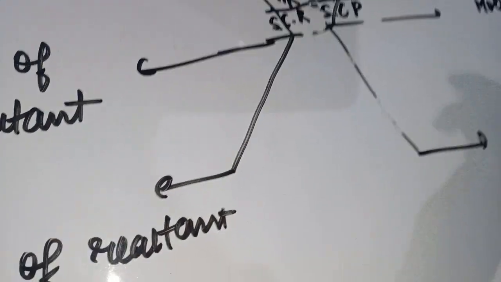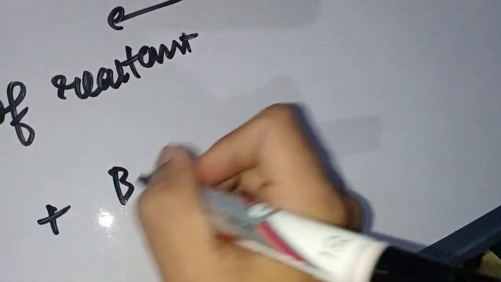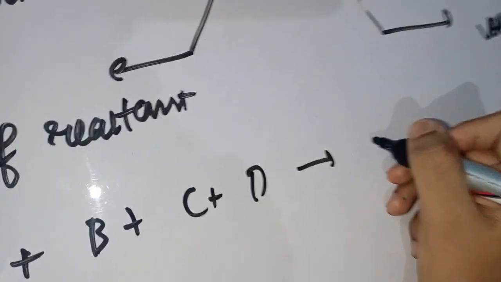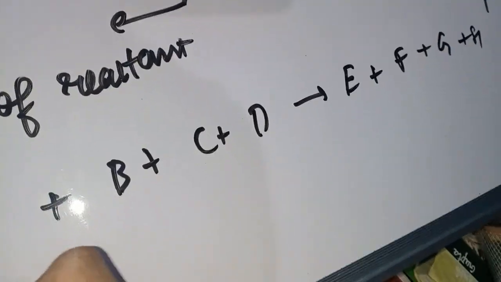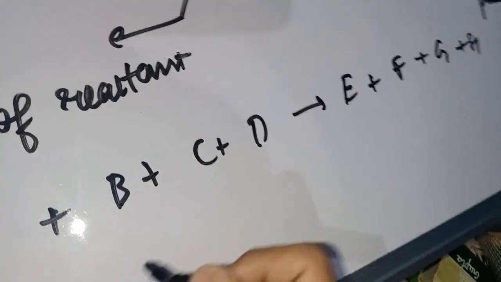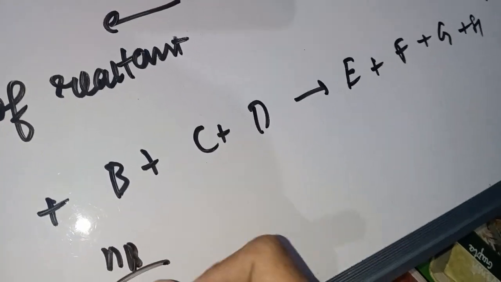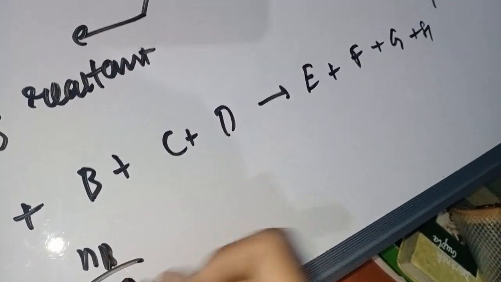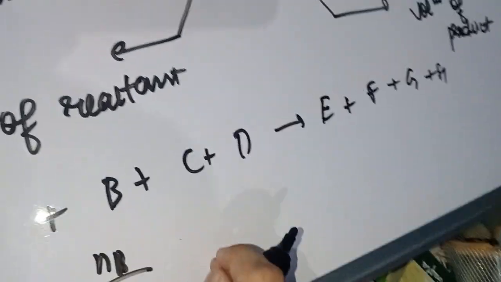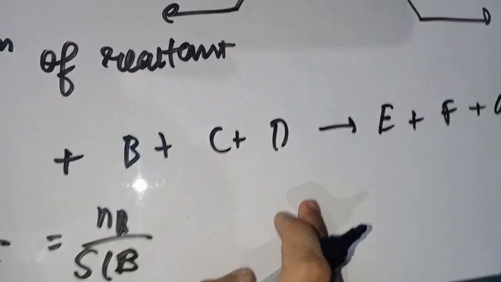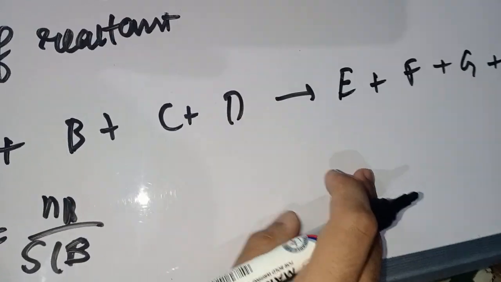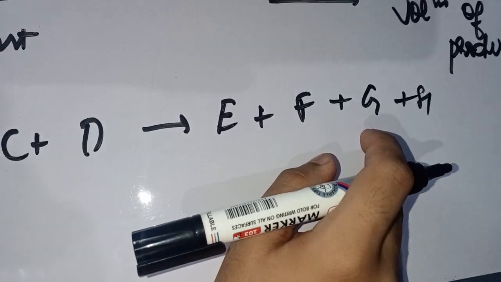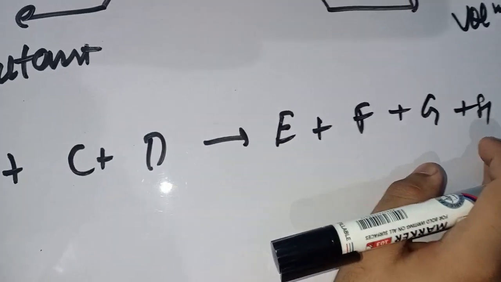And even if our reaction has multiple reactants, supposedly A plus B plus C plus D forms E plus F plus G plus H, this formula is true: Na upon stoichiometric coefficient of A, Nb upon stoichiometric coefficient of B. Nb is nothing but number of moles of B, and so on and so forth, equals number of moles of C upon stoichiometric coefficient of C, number of moles of D upon stoichiometric coefficient of D, equals number of moles of E upon stoichiometric coefficient of E, equals number of moles of F upon stoichiometric coefficient of F, number of moles of G upon stoichiometric coefficient of G, and number of moles of H upon stoichiometric coefficient of H.